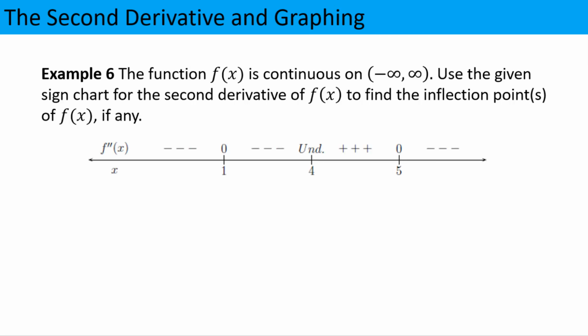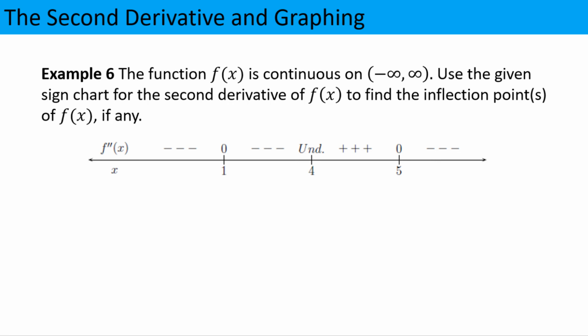Example. The function f of x is continuous on negative infinity to infinity. Use the given sign chart for the second derivative of f of x to find the inflection points of f of x, if any. The sign chart given depicts second derivative, that's f double prime of x, drawn above the number line and x written immediately below it. For the x value of 1, the second derivative is 0. For the x value of 4, the second derivative is undefined, and for the x value of 5, the second derivative is 0 again.